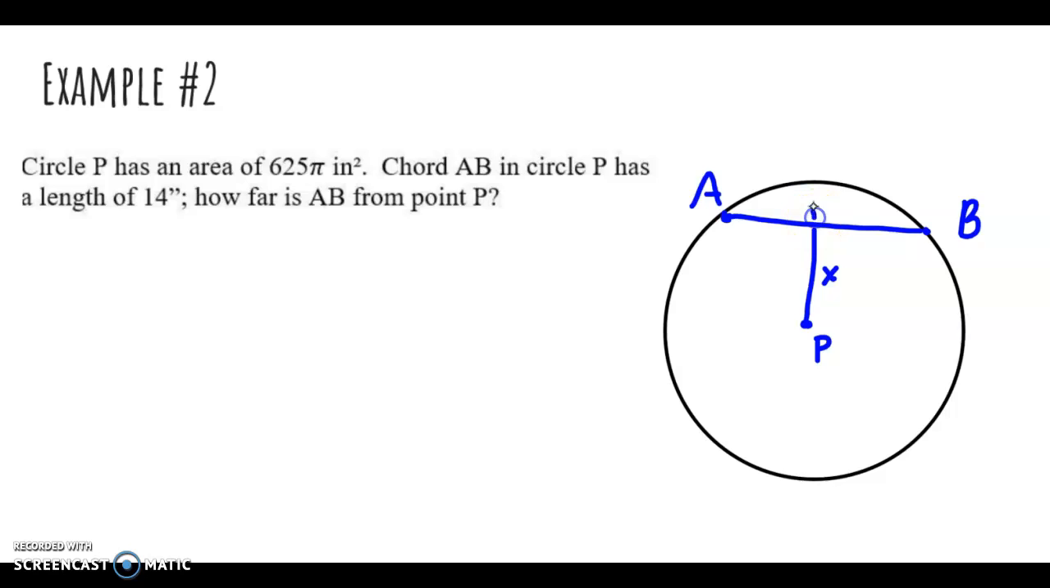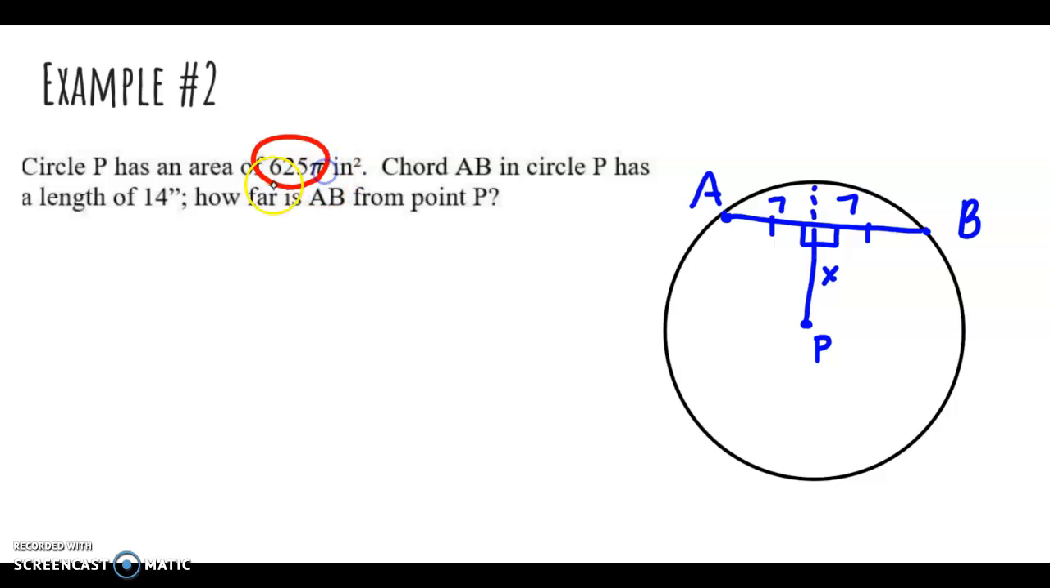And if you can imagine that it continued to extend, this would be a radius, this would be a chord, and the shortest distance from here to that chord would be the perpendicular distance, which would mean that these two sides are congruent. It would bisect it. So this is 7.